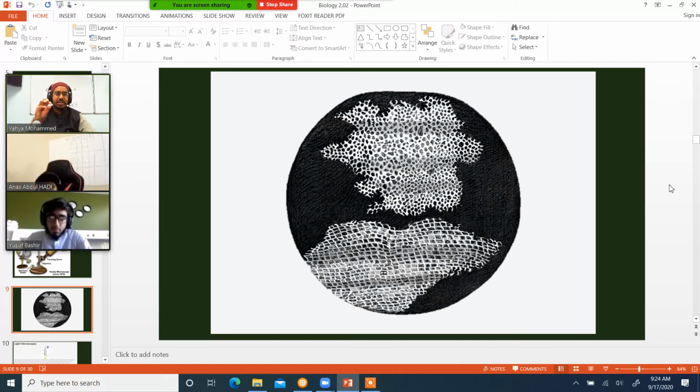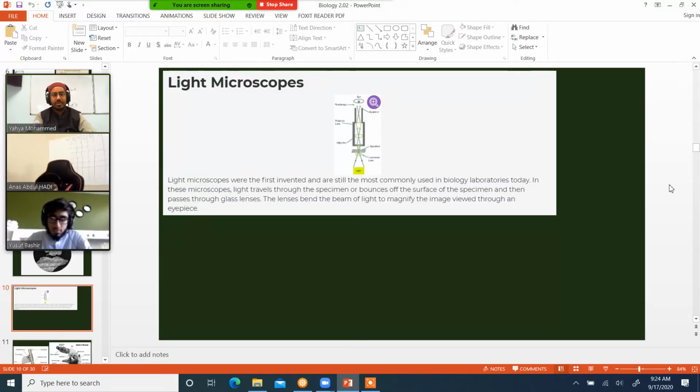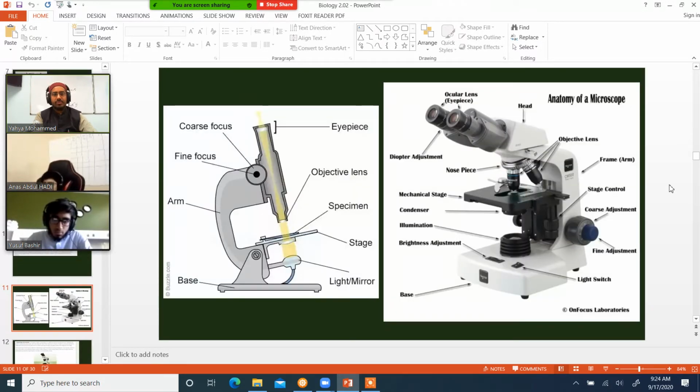So each of these is an individual unit. So this is one of the original pictures that he drew, right? The things that we've been looking at, these are light microscopes, right? Typically, this is what we think about when we think of a microscope, a light microscope, right? So there's different kinds of light microscopes, all right? So this one right here is called a compound light microscope, right?